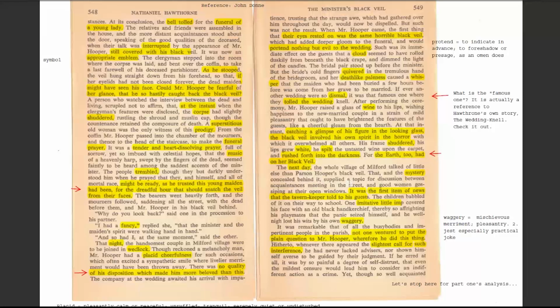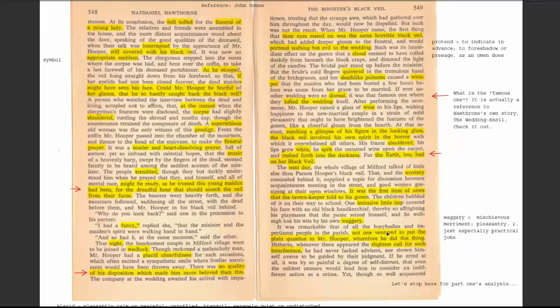The mystery concealed behind it supplied a topic for discussion constantly. Good women, gossiping in open windows. It was the first item of news that the tavern keeper told his guests. Did you see the minister's black veil? He's wearing a black veil. Guy's nuts. Children babbled on their way to school. One imitative little imp covered his face with an old black handkerchief and frightened his playmates that the panic seized him, and he well nigh lost his wits by his own waggery.